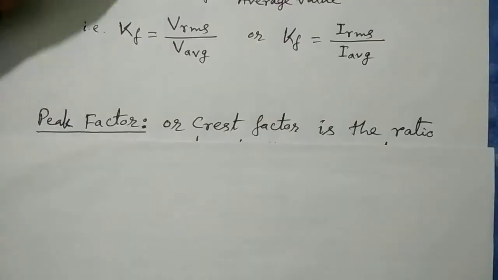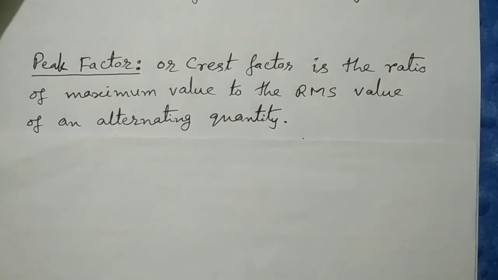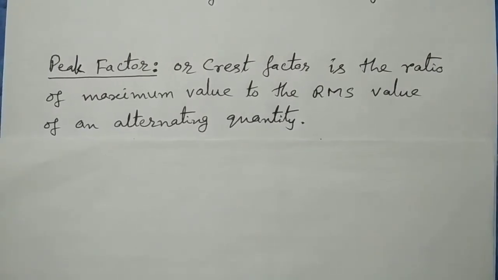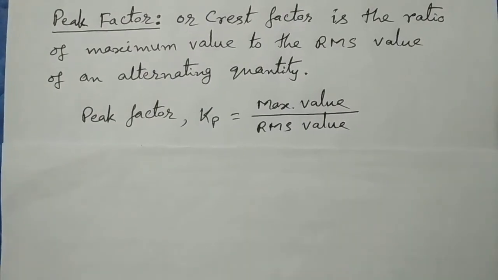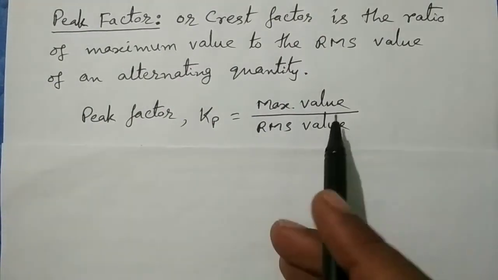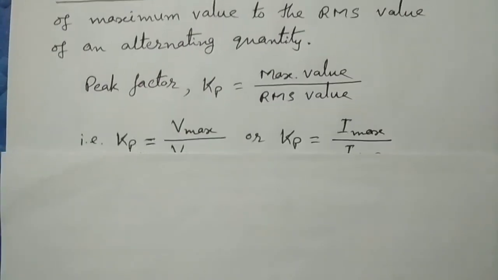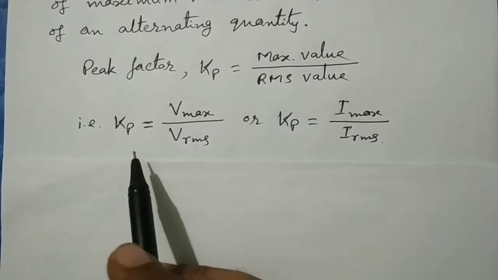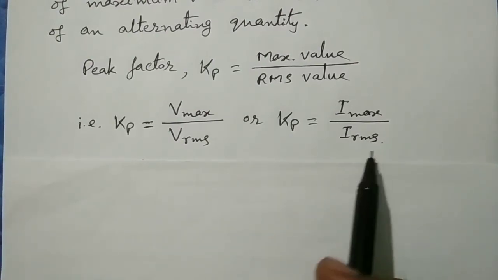The next is the peak factor. The peak factor is also called the crest factor. It is defined as the ratio of the maximum value to the RMS value of an alternating quantity. It is denoted by Kp. So for an alternating voltage or alternating current, the peak factor can be calculated as Vmax upon Vrms or Imax upon Irms.